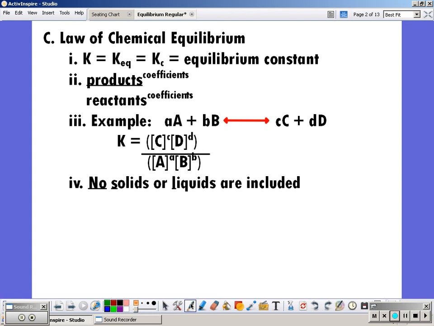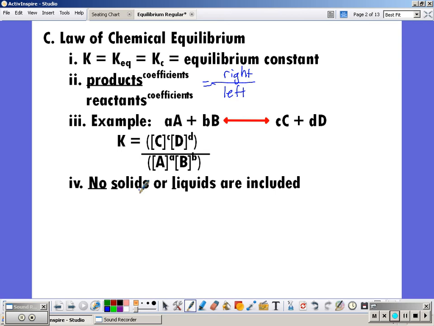Now, it doesn't matter what reaction you're looking at, the products are always on the right and the reactants are always on the left. So you're going to take the stuff that's to the right of the arrow and place it on top, and the stuff that's to the left of the arrow and put it on the bottom. So if we use this reaction, we would have C and D on the top and A and B on the bottom, because products are on the right and reactants are on the left.